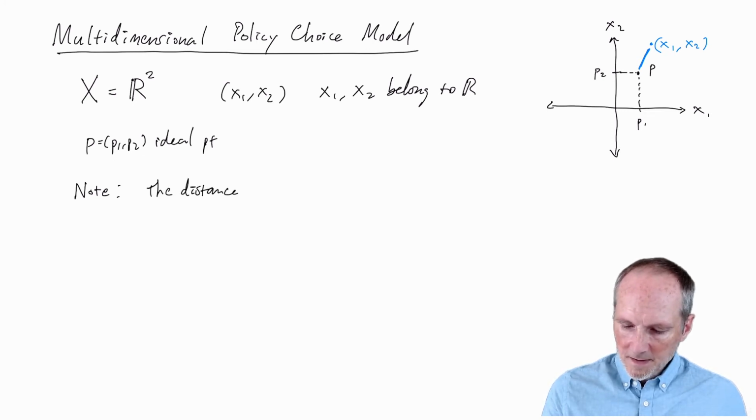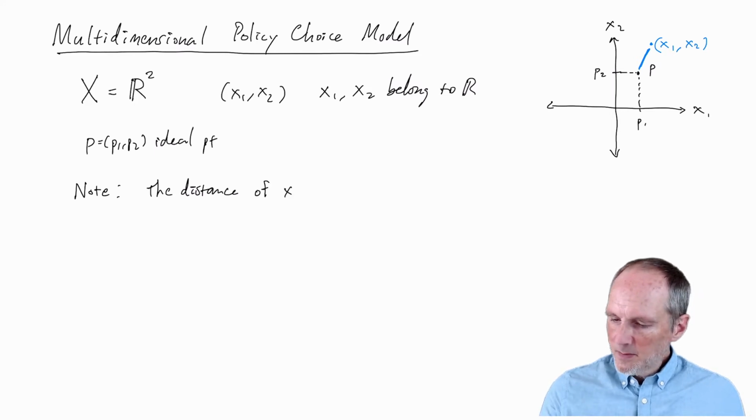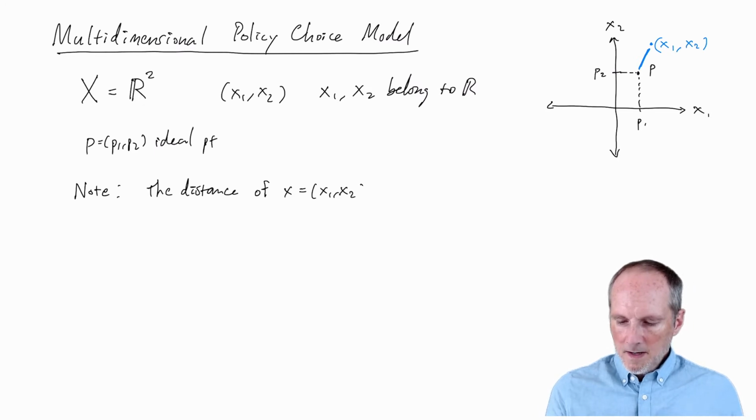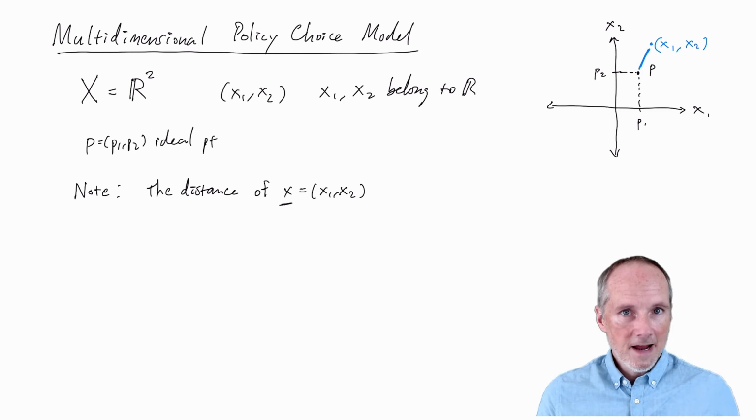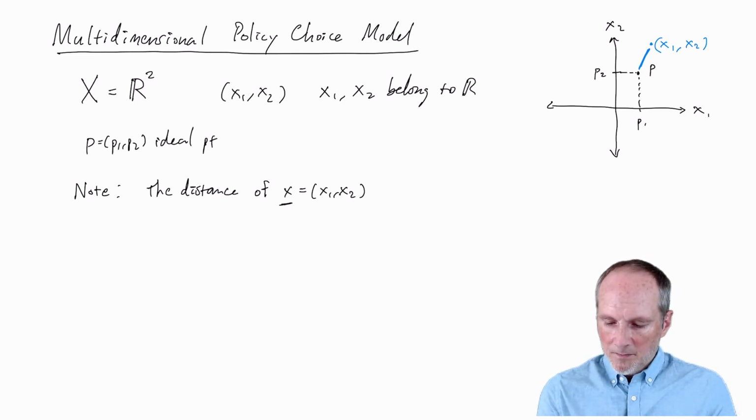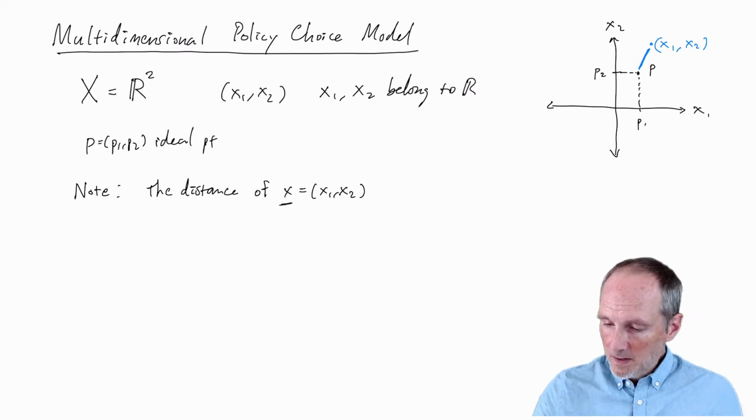The distance of a policy. Now, instead of always writing x1, x2, I think I'll sometimes just write x with no subscript. X with no subscript will be the notation I use for a pair of numbers, x1 and x2. So x1 and x2 are the coordinates of x.